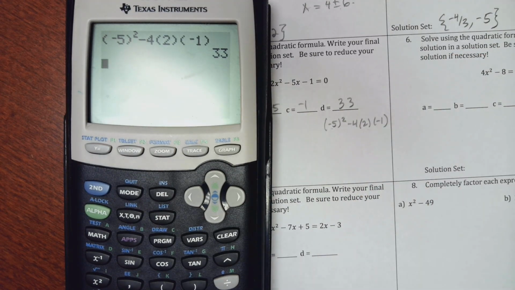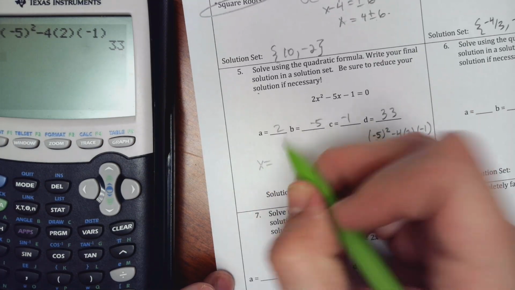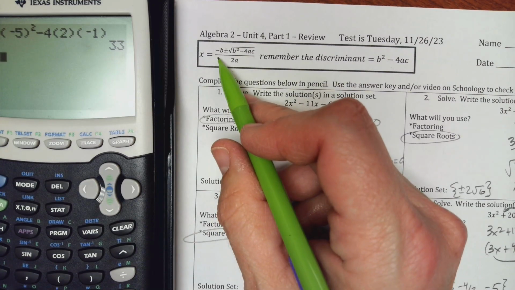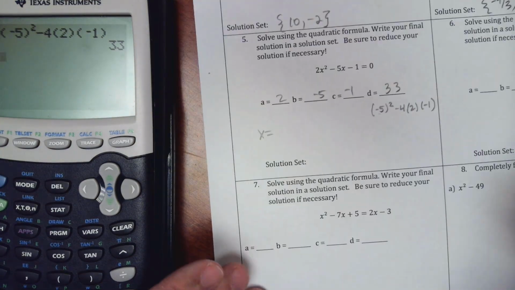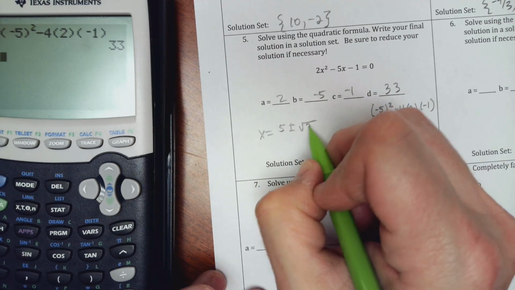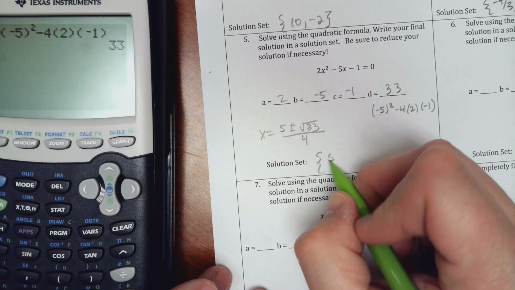And we know that 33 is going to go inside the radical. So my answer, I got negative b, right? So the negative of a negative 5 is a positive 5, plus or minus the square root of 33, over 2 times 2, which is 4. So there's my solution set.